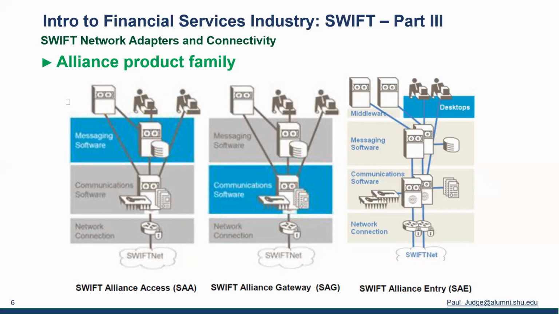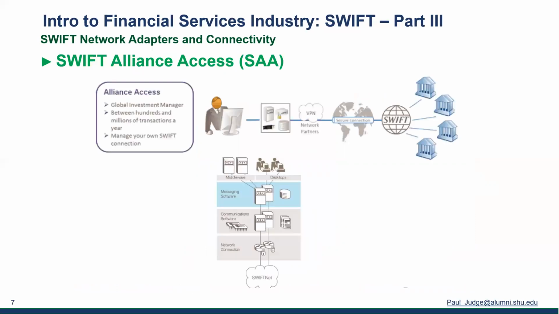Then there's Swift Alliance Gateway. That really is just a gateway application. You're going to have to use your own systems for the messaging. So all the messaging, message routing, all the messaging work you're going to do in your own systems. And then Swift Alliance Entry, that's the low-end solution from Swift. It's a desktop solution that lets desktops tie into the Swift network, and they have to tie through their own software.